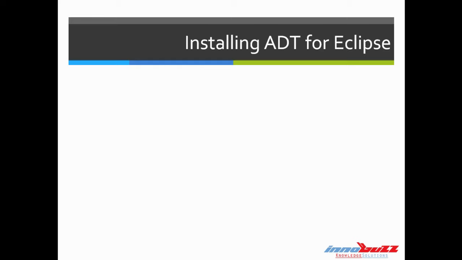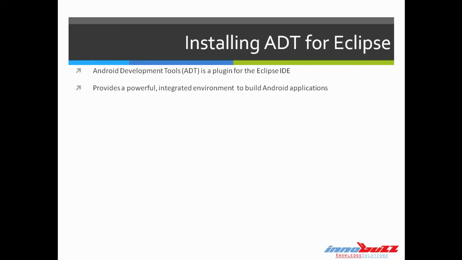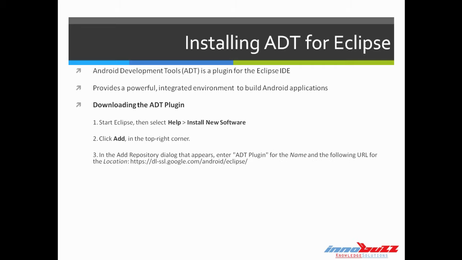Installing ADT for Eclipse. The Android Development Tools is a plugin for the Eclipse IDE. It provides a powerful integrated environment to build Android applications. Downloading the ADT plugin. Start Eclipse, then select Help, Install New Software. Click Add in the top right corner. In the Add Repository dialog that appears, enter ADT plugin for the name and the following URL for the location: https://dl-ssl.google.com/android/eclipse. In the Available Software dialog, select the checkbox next to Developer Tools and click Next.